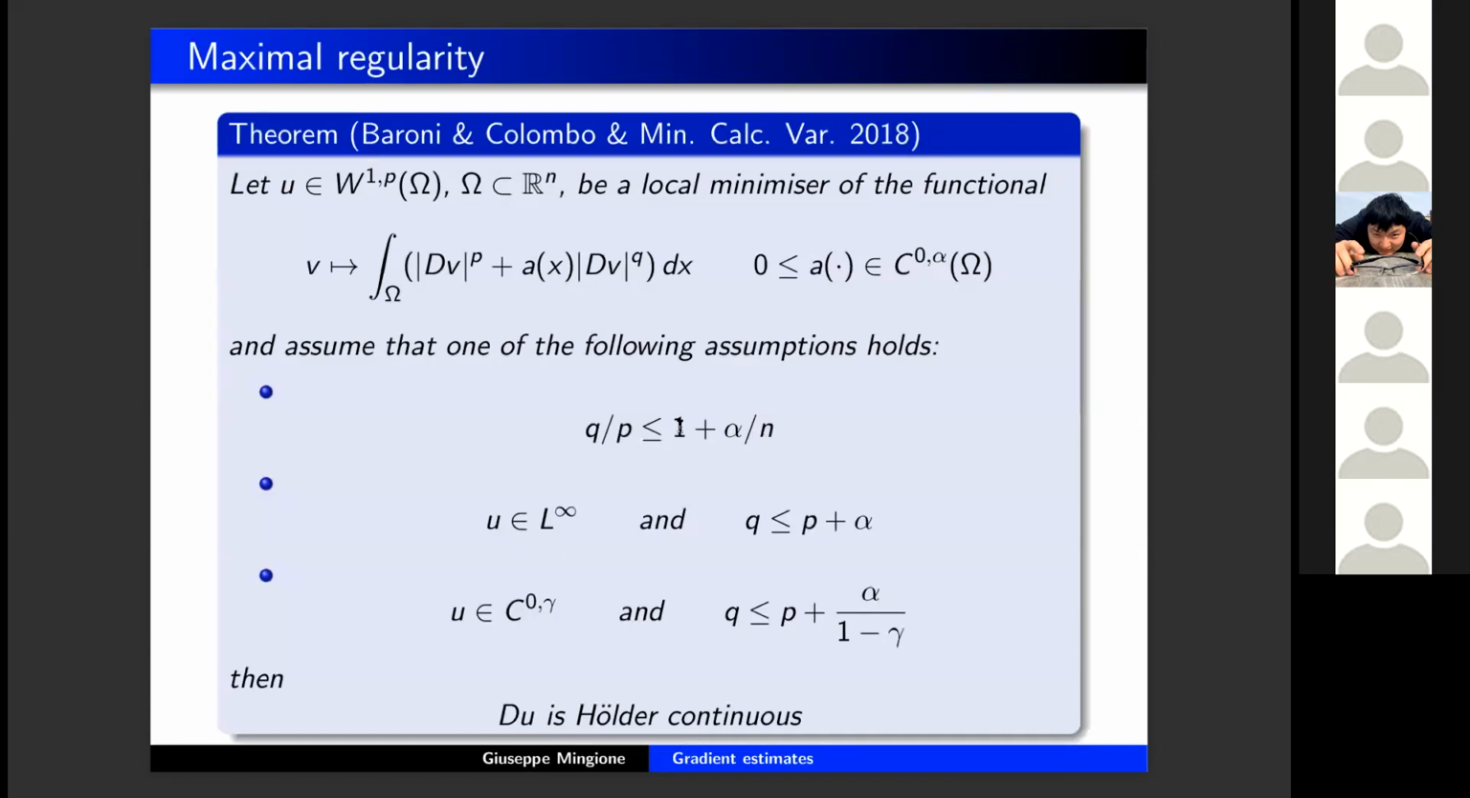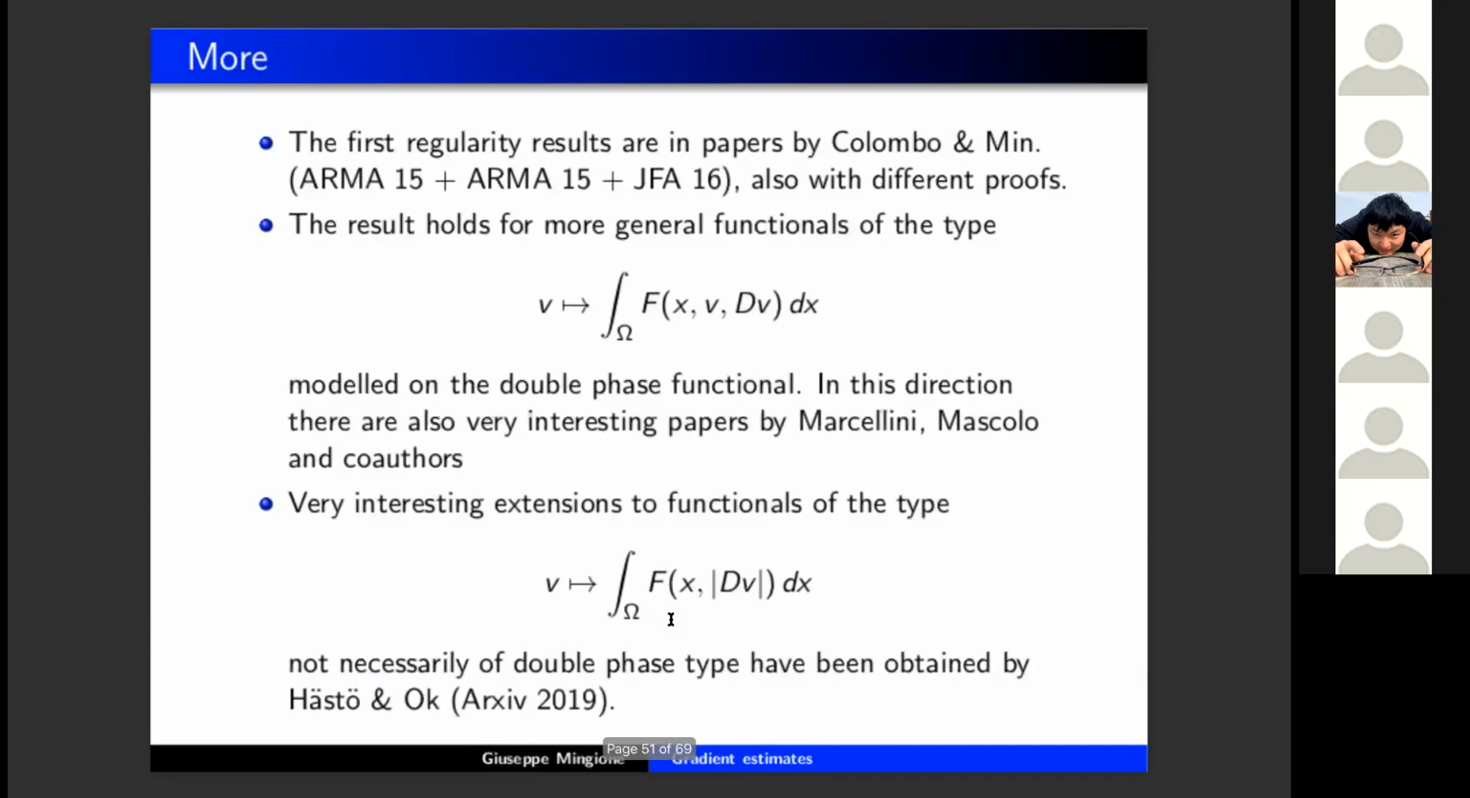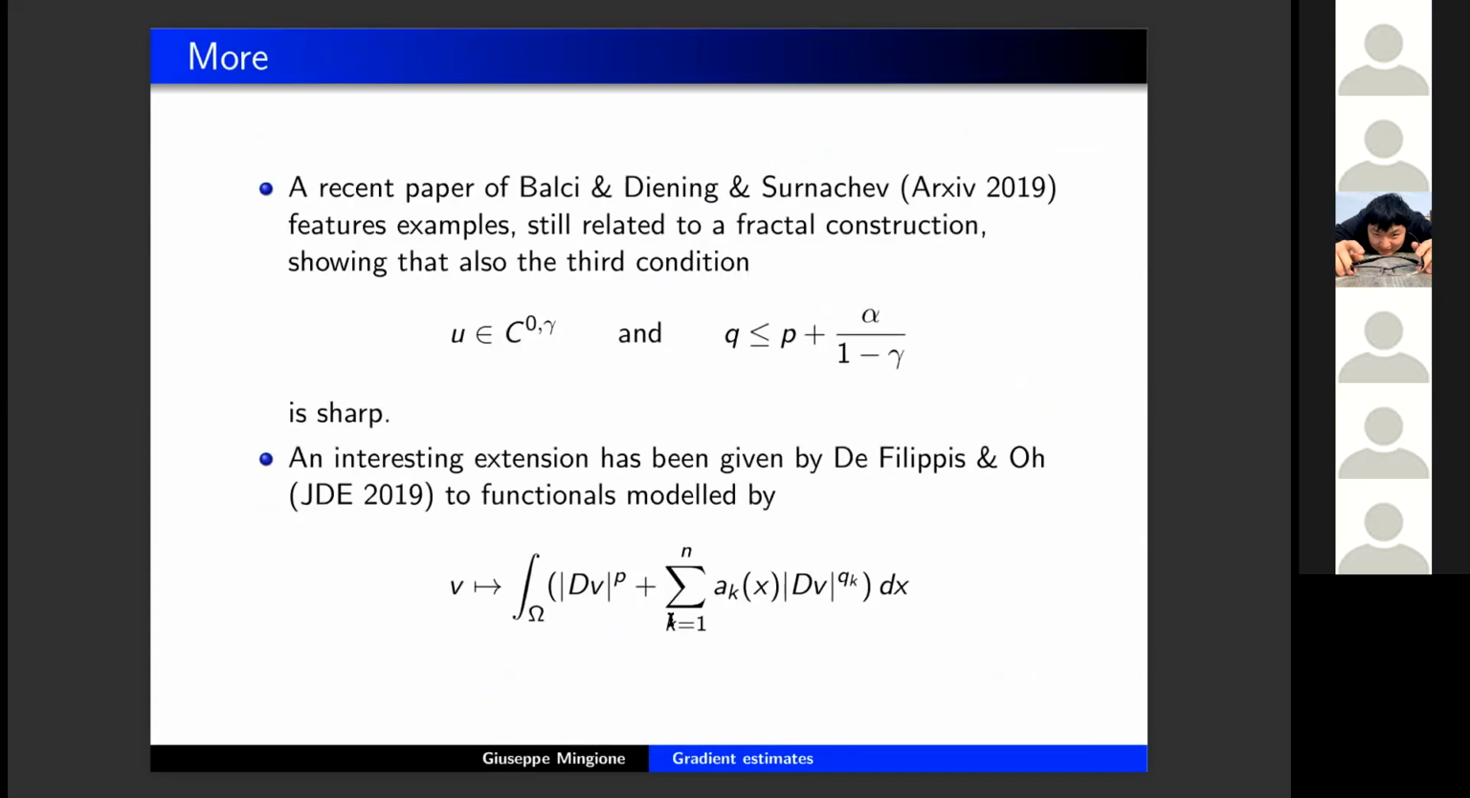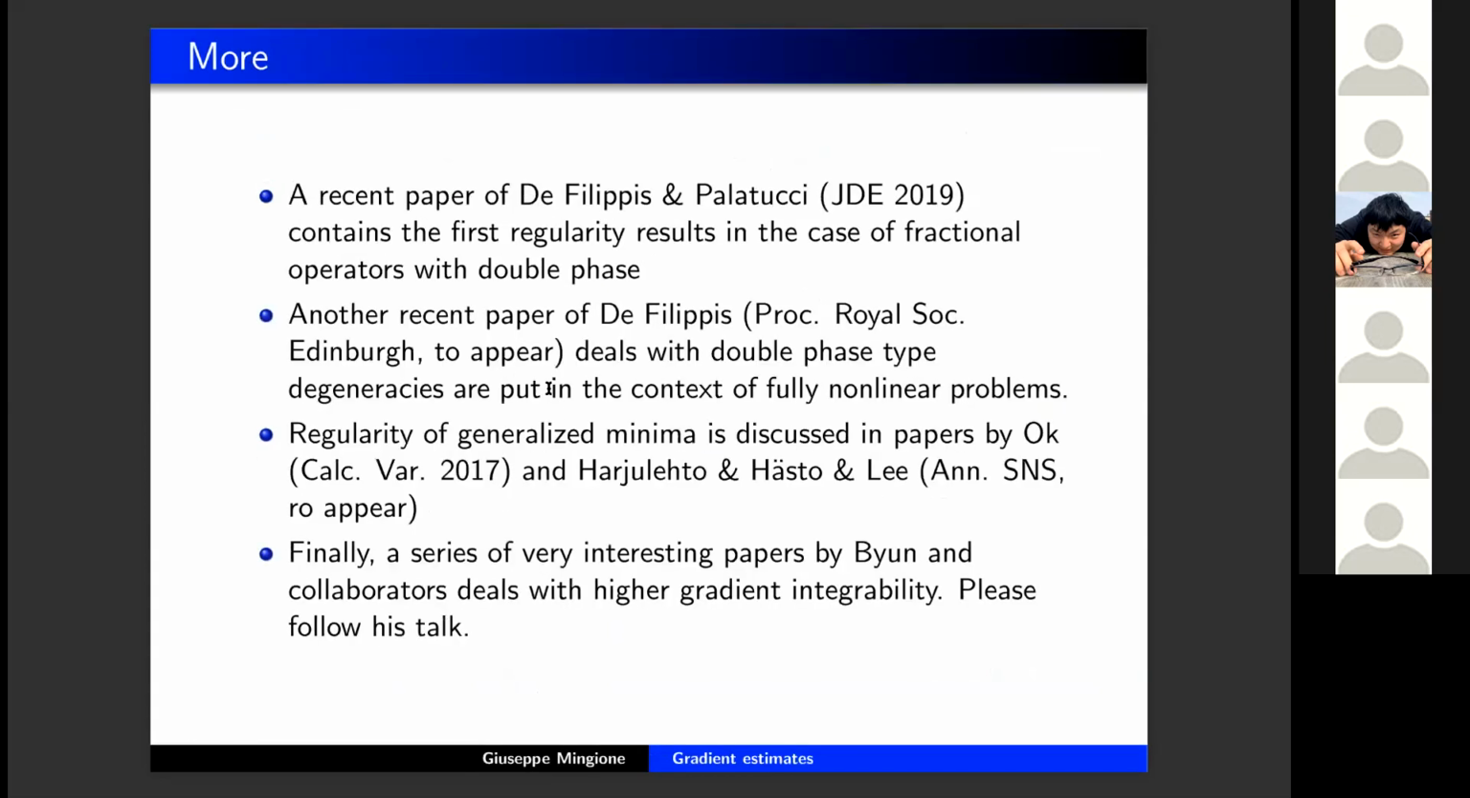So the first two results were sharp by the counterexamples we gave with Esposito, Leonetti and Fonseca, Malý. Then also the third result that I got with Baroni and Colombo is sharp by this recent construction by Bulíček, Diening, and Schwarzacher. Then there's an extension given by De Filippis and Min and Oh. There's another very interesting one, De Filippis and Palatucci. That's the first regularity results in the case of fractional operators. Why aren't we fractionalizing these operators too? Why not? And this is the fractional version of the first results.